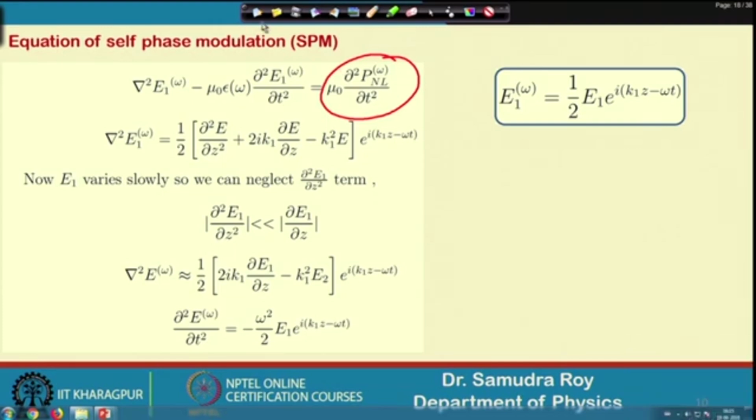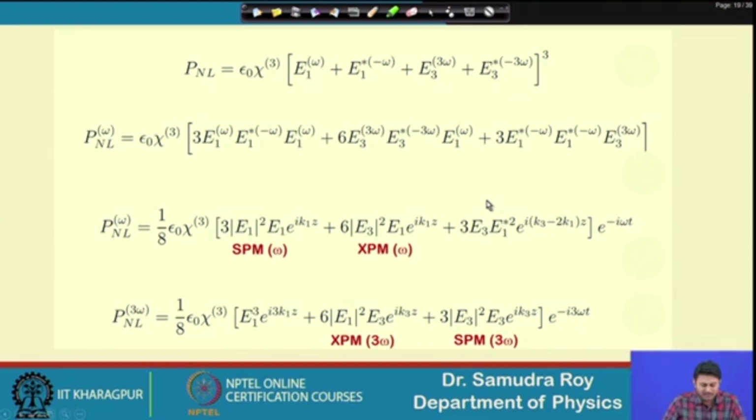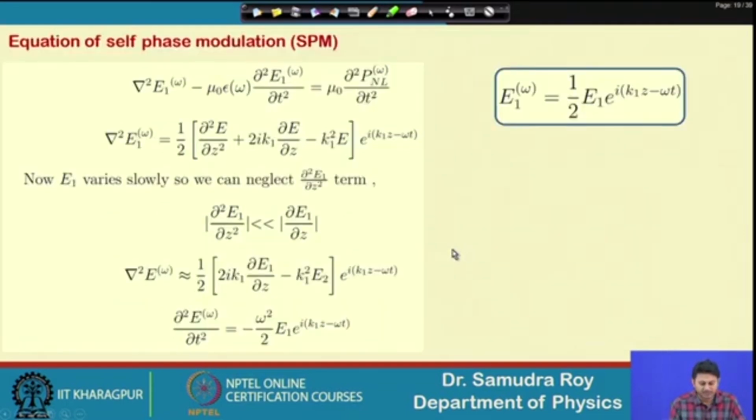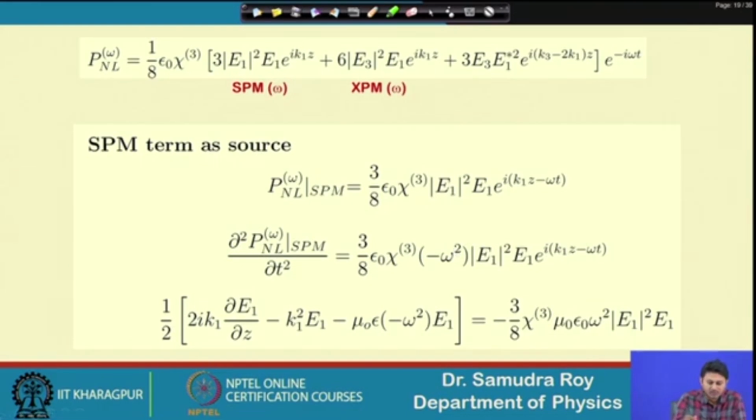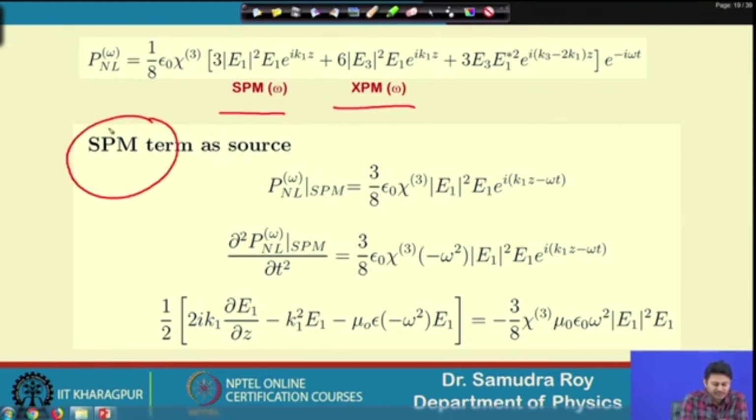If you remember, you will find that this source term contains many things. If I consider P NL omega, we find that it contains many terms here, so we need to take care of these issues. Now we will have a source term containing the self phase modulation and cross phase modulation terms, but we are now only looking for the self phase modulation effect. So, I am only taking the self phase modulation as a source term, that means only consider this term.